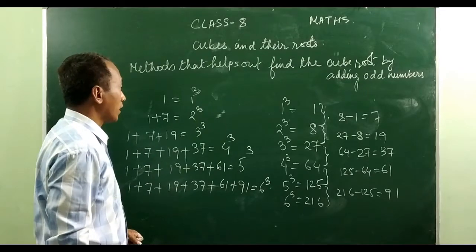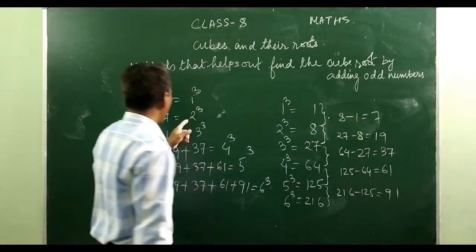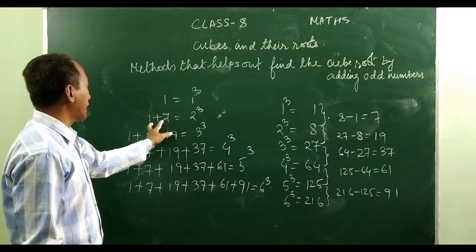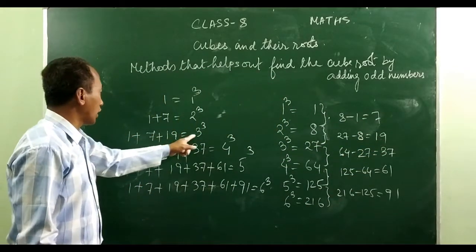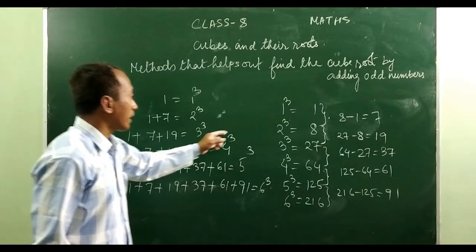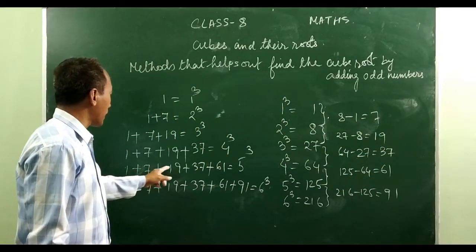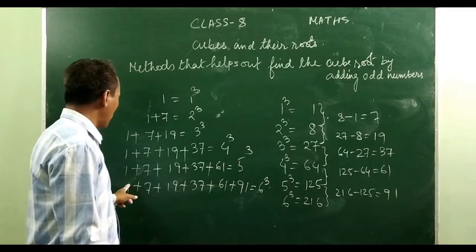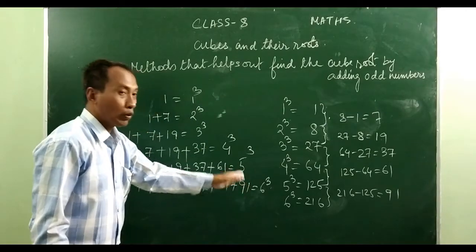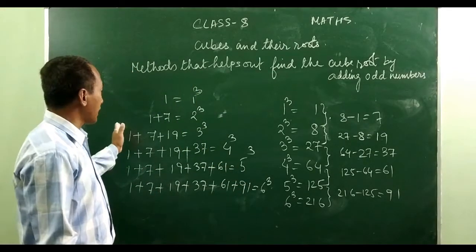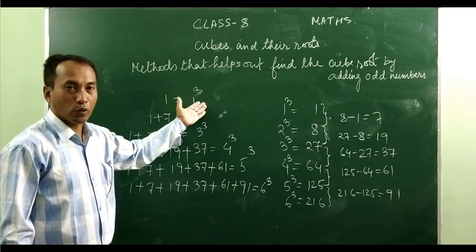By adding these odd numbers, 1 plus 7, we get 2 cube. So we added 2 numbers and got 2 cube. 1 plus 7 plus 19 gives 3 cube. 1 plus 7 plus 19 plus 37 gives 4 cube. 1 plus 7 plus 19 plus 37 plus 61 gives 5 cube. 1 plus 7 plus 19 plus 37 plus 61 plus 91 gives 6 cube. So once we get a perfect cube, we can find the cube root of that number.